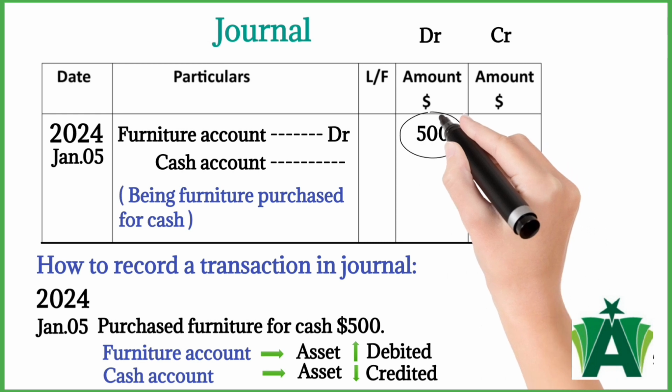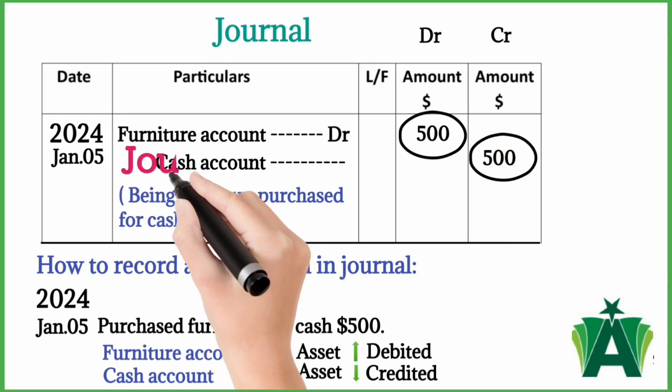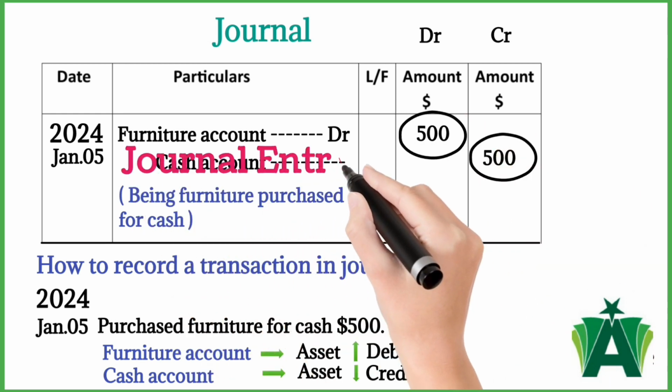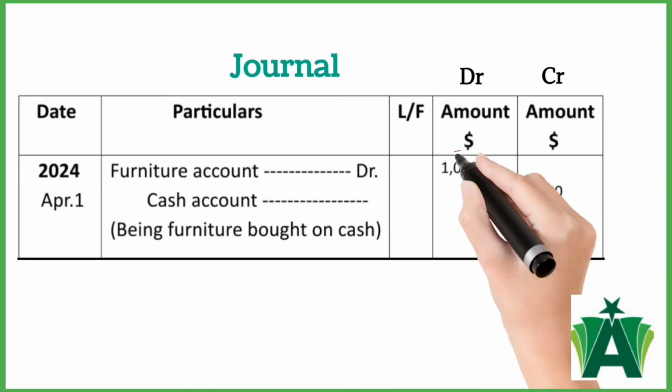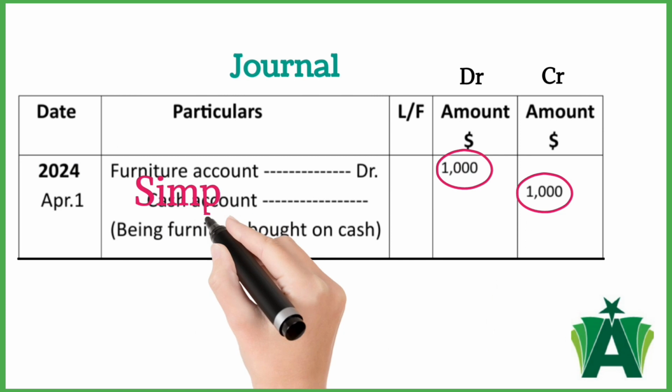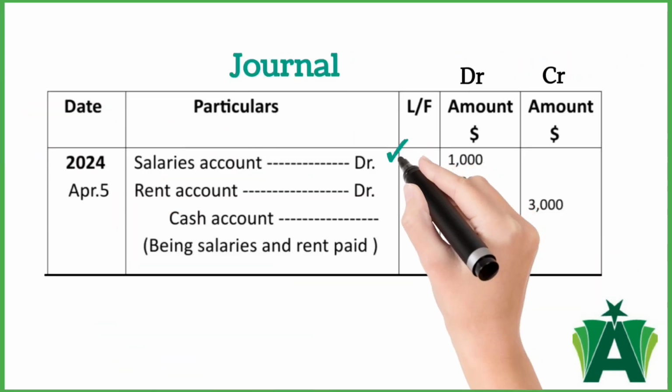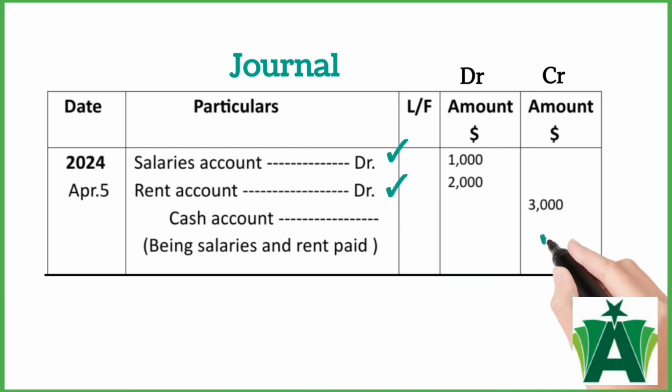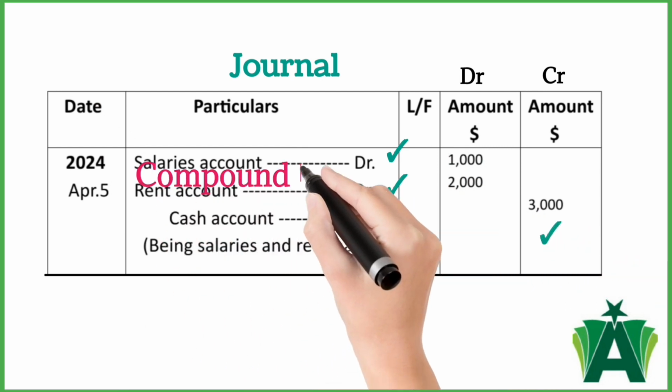Recording a transaction in a journal is called journal entry or journalizing. An entry in which one account is debited and another account is credited is called simple entry. An entry in which more than one account is debited or more than one account is credited is called compound entry.